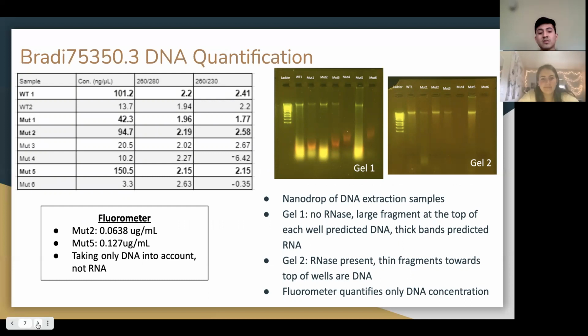To further solidify each sample had DNA, we ran them through a fluorometer, and it showed that each sample had DNA. Second, we ran them through a NanoDrop, just to ensure that there was no nuclease present and a decent concentration of nucleic acids.